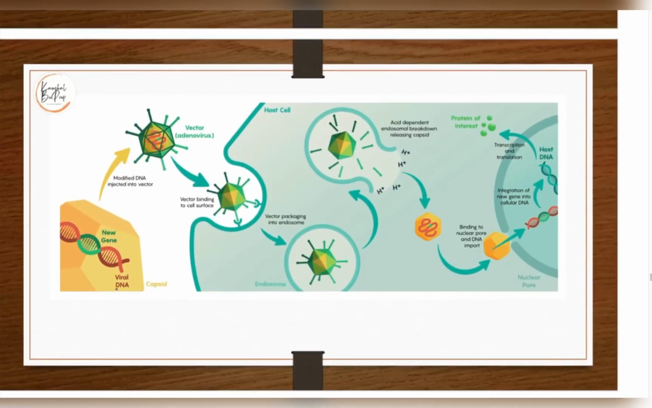You can see over there. This is the viral DNA, this is the capsid. So this is basically your virus, right? So you are using the virus as a vector, but you can see that the DNA of the virus is modified.